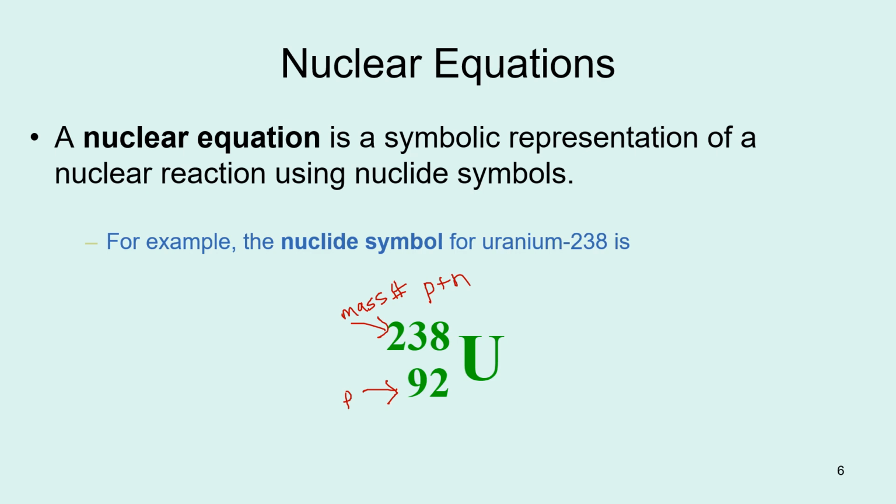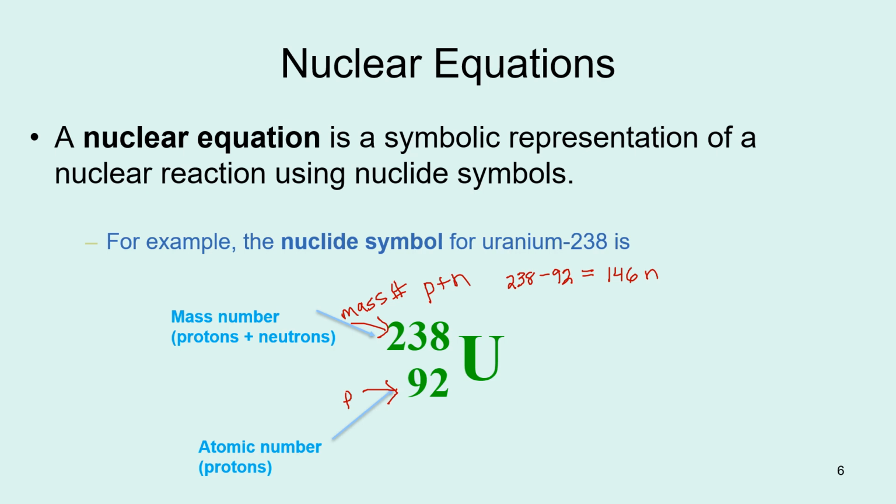And then obviously U is the symbol for uranium. In this case, because there's 92 protons, we would take 238 minus 92. What is that? 146 neutrons. So this particle will have 92 protons and 146 neutrons for a total mass number of 238. Of course, there are different nuclides, different isotopes that have different numbers of neutrons. All the same element will have the same number of protons and a different number of neutrons. So anyway, here's my mass number, atomic number.